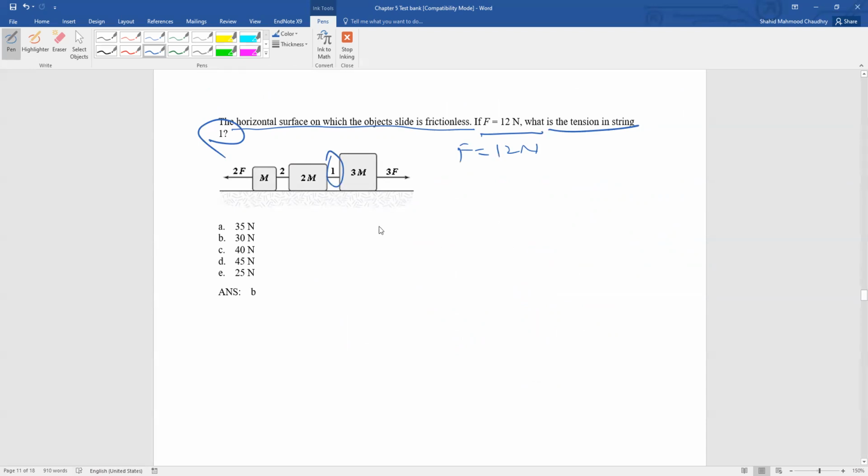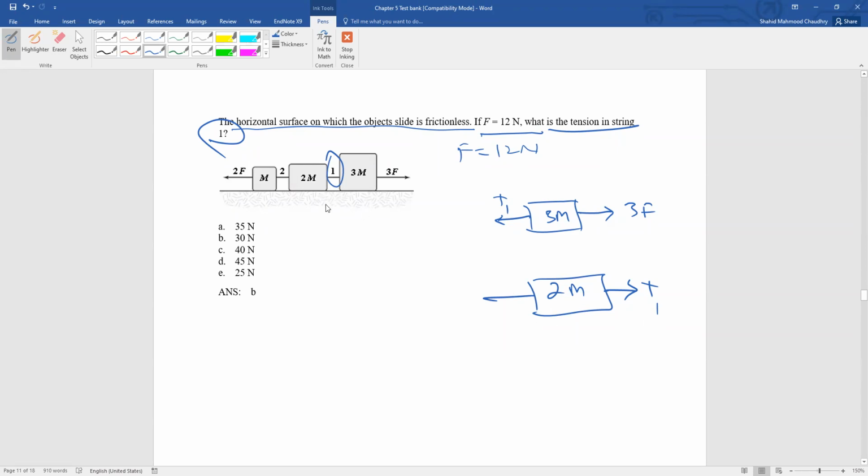So first I want to solve it in a detailed way. This is 3M and this force is 3F. The tension force T1 will act in this way on this 3M mass. Now I want to write 2M mass. 2M mass is this one. So if this is T1, then here also it will be T1. Between the two masses, the tension is the same.